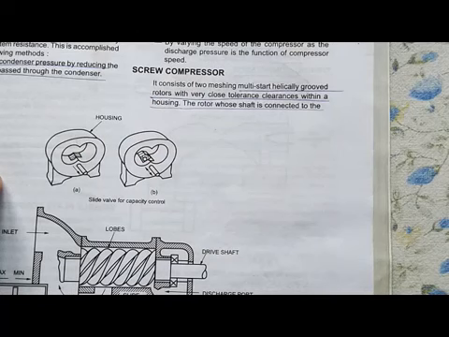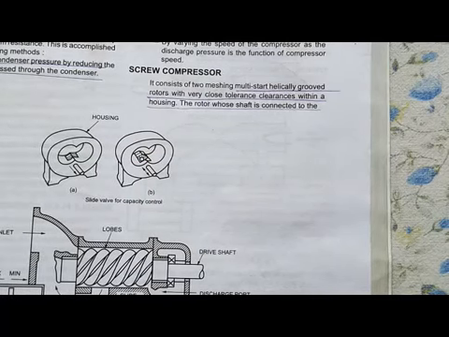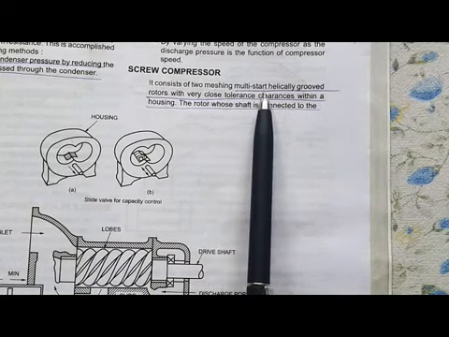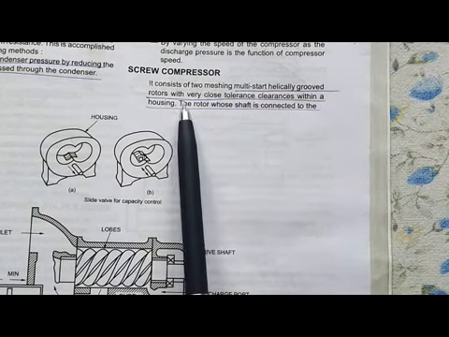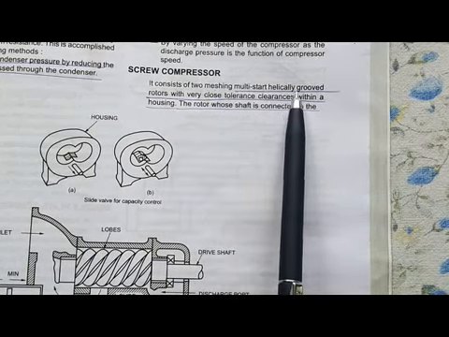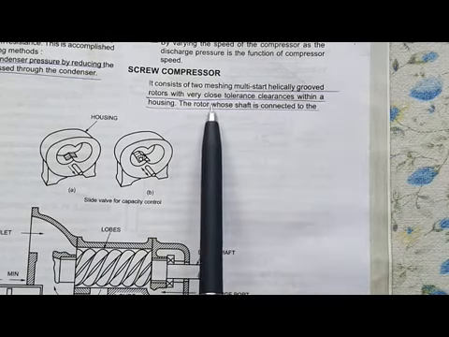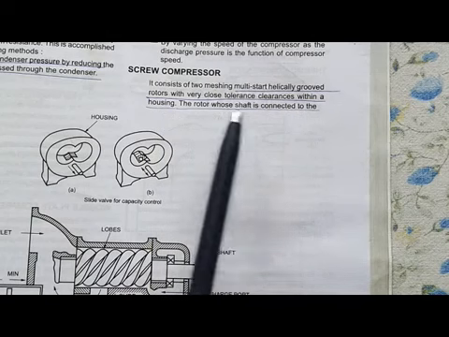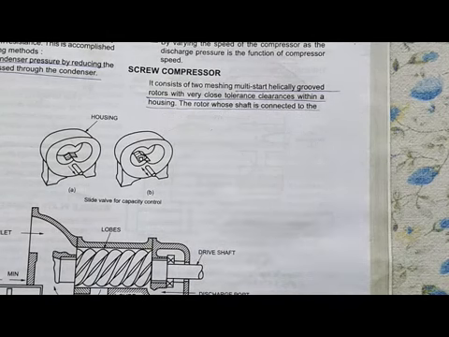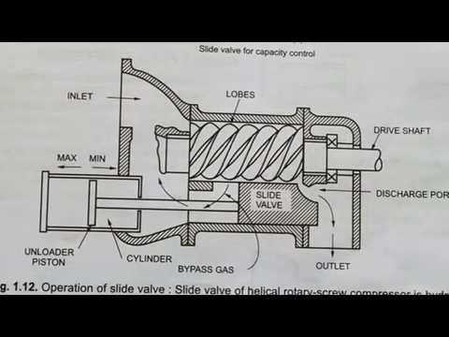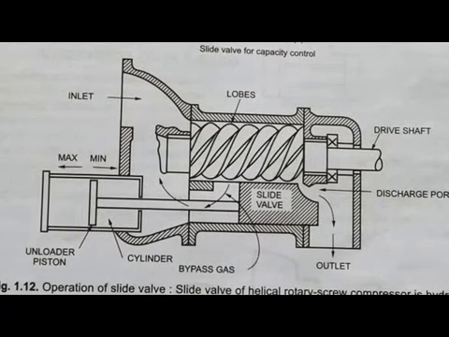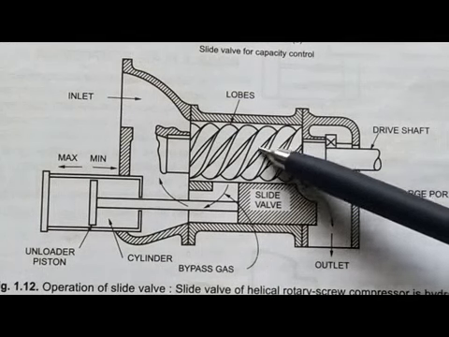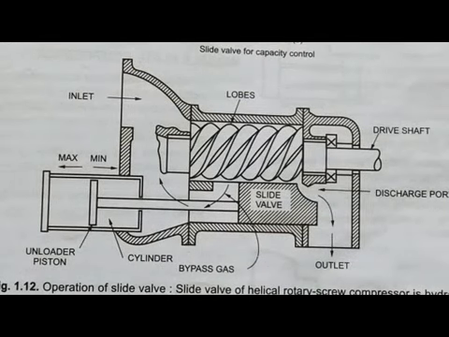Now let's see the screw compressor. The screw compressor has multi-start helically grooved rotors. It consists of two meshing multi-start helically grooved rotors which run with very close clearance within a housing. The rotor whose shaft is connected to the motor is called the male rotor. Just remember this diagram. This is a screw compressor, and you can see that these are in screw shape.